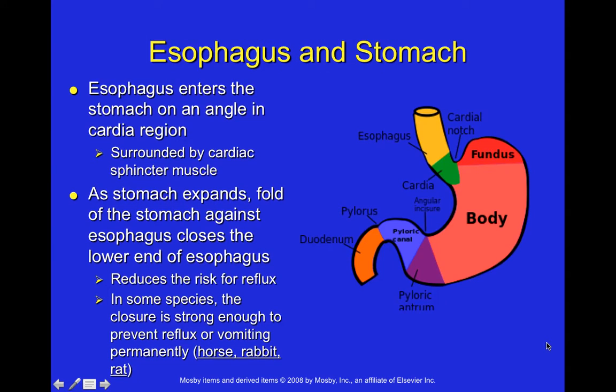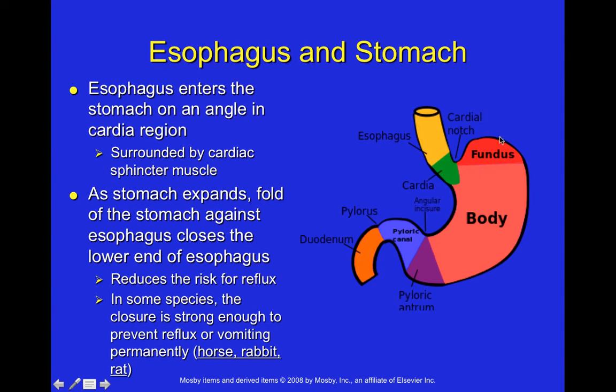All right, so this is the stomach of monogastric species in general, foregut or hindgut. There isn't too much difference between the two in regard to the stomach. So the esophagus enters the stomach on an angle in the cardia region. It's surrounded by the cardiac sphincter muscle. As the stomach expands, the fold of the stomach against the esophagus closes the lower end of the esophagus. So that happens right here at the cardial notch. The food comes down the esophagus in a big bolus and enters the cardial region of the stomach.